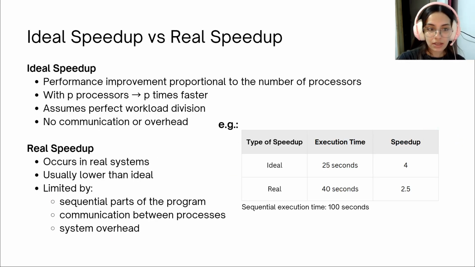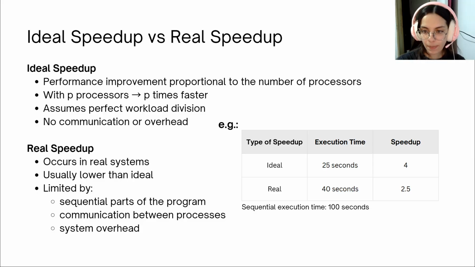So when analyzing speedup, we often compare ideal speedup and real speedup. Ideal speedup happens when the performance improvement is perfectly proportional to the number of processors. For example, if we use 4 processors, the program would run 4 times faster. This situation assumes perfect workload division and no communication or overhead, which I will explain in the next slides. However, in real systems, this rarely happens.